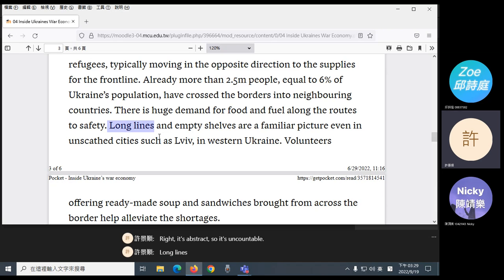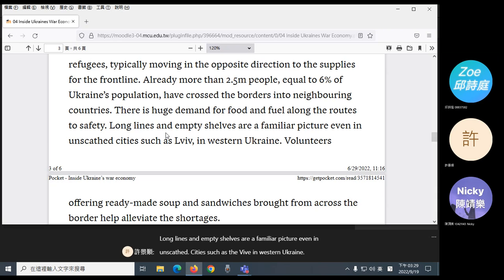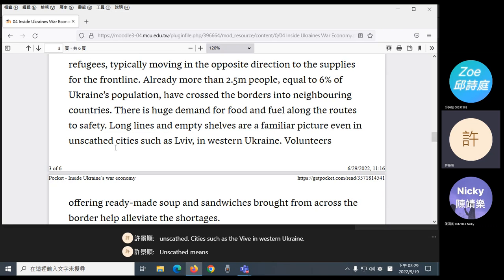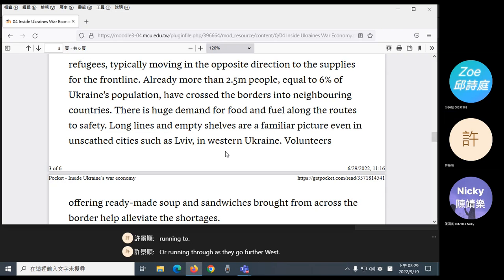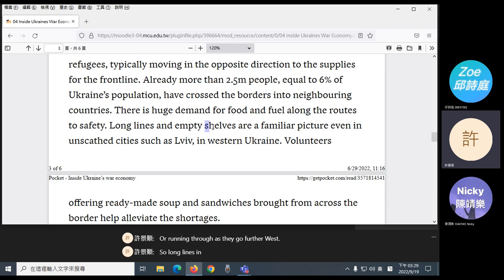Long lines and empty shelves are a familiar picture, even in unscathed cities such as Lviv in western Ukraine. Unscathed means unharmed, undestroyed. The cities are still there. And as the article says, Lviv is in western Ukraine. It's the biggest city in the West. It's where most Ukrainians are running to or running through as they go further west. So long lines and empty store shelves. 就是商店的置物架.